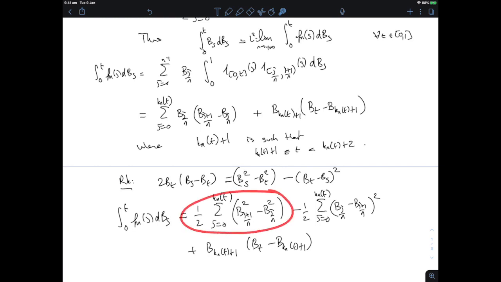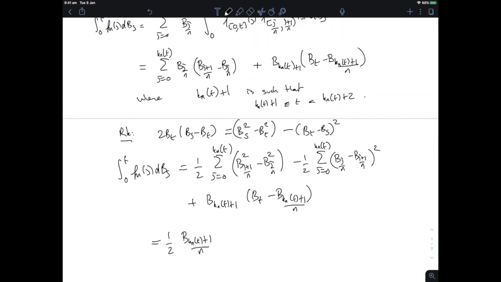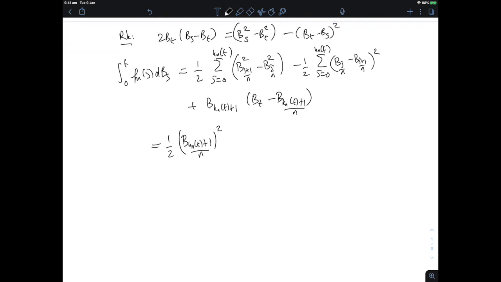This other term is a telescoping sum. Computing that telescoping sum, I get b_{(k_n(t)+1)/n} squared minus b_0 squared, where I forgot to divide by n. But b_0 is 0, so this just gives me 0 in my first telescoping sum. And then I've got a term, the sum up to k_n(t) of (b_{j/n} minus b_{(j+1)/n}) squared, and then I've got that last error term.